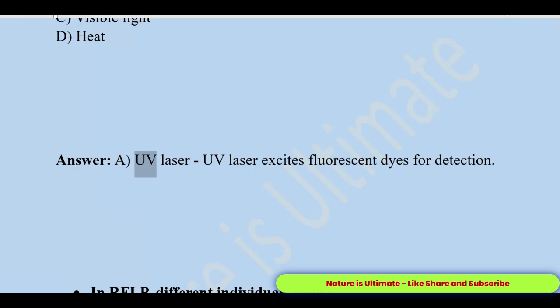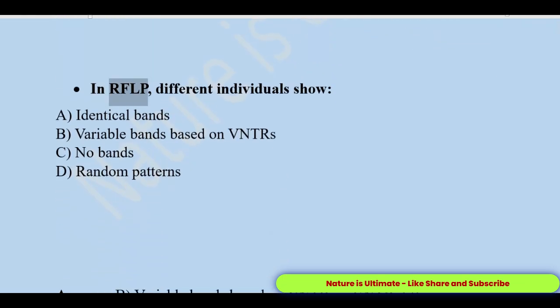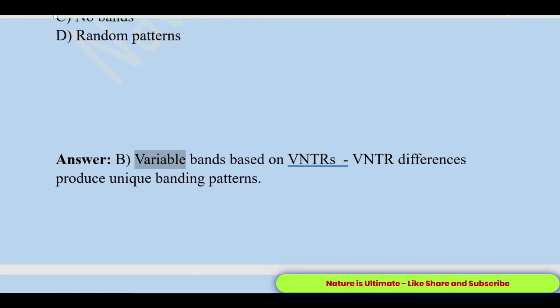Answer, A. UV laser. UV laser excites fluorescent dyes for detection. In RFLP, different individuals show A. Identical bands. B. Variable bands based on VNTRs. C. No bands. D. Random patterns. Answer, B. Variable bands based on VNTRs. VNTR differences produce unique banding patterns.